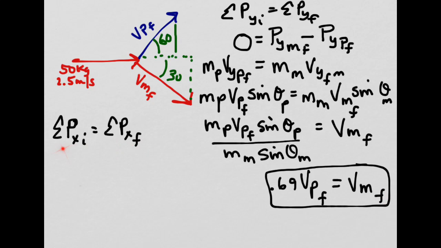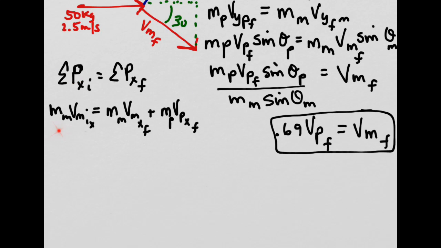Now I'm going to go over to the x and set up an initial momentum and a final momentum. Initial momentum of Maggie. There is no initial momentum of the penguin. Final momentum of Maggie in the x direction. Final momentum of the penguin in the x direction. I want to use trig to get rid of these x components.